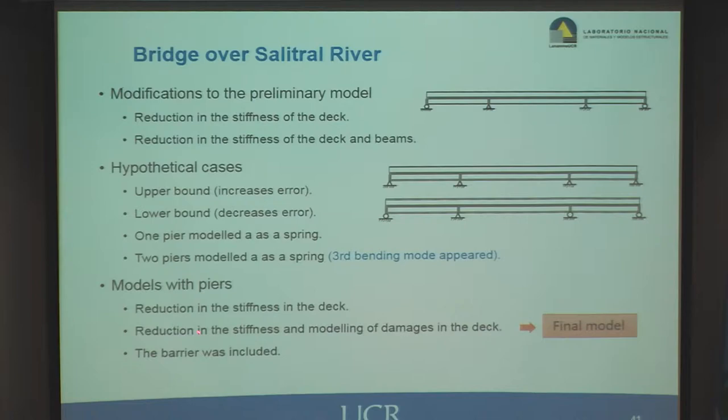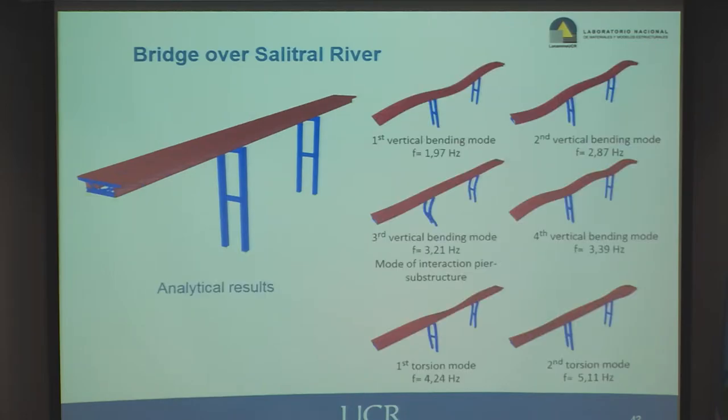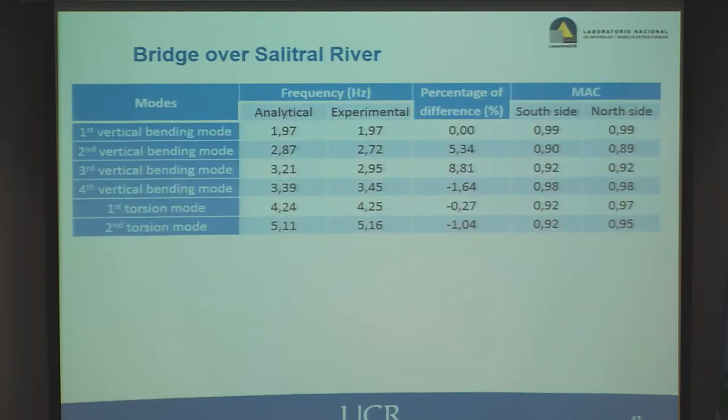A reduction in the stiffness and modeling of damages in the deck. And this is the final model. And the analytical results, as you see, here is the third vertical mode that represents the interaction between pier and substructure. These are the results.